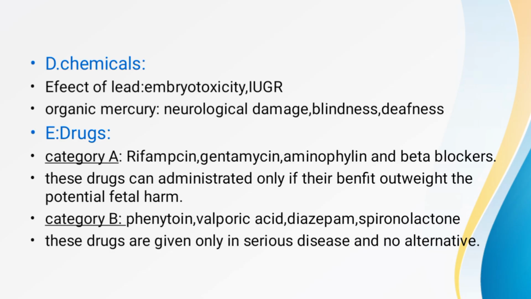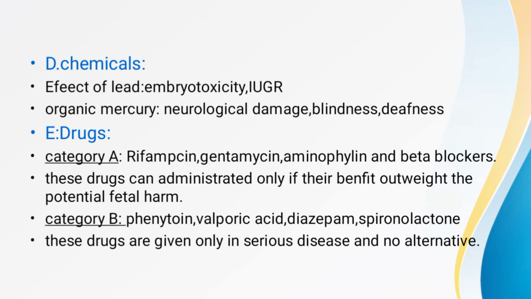There is category A, like rifampicin, gentamicin, aminophylline, and beta blocker. These drugs can be administered only if their benefit outweighs the potential fetal harm. That means these drugs should not be used unless the benefit for the mother is more important than the fetal harm, okay?